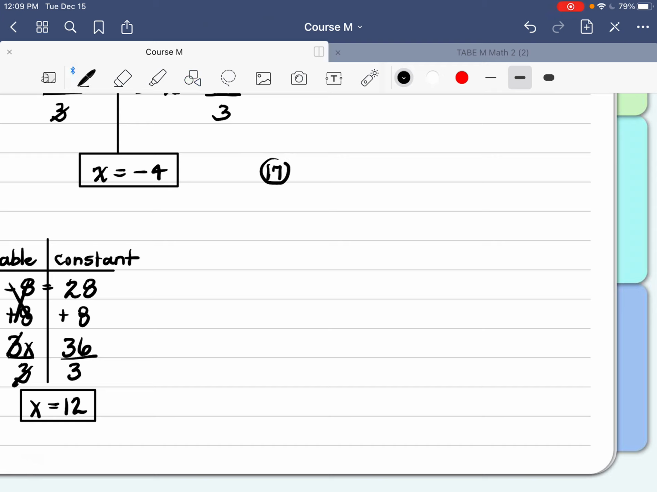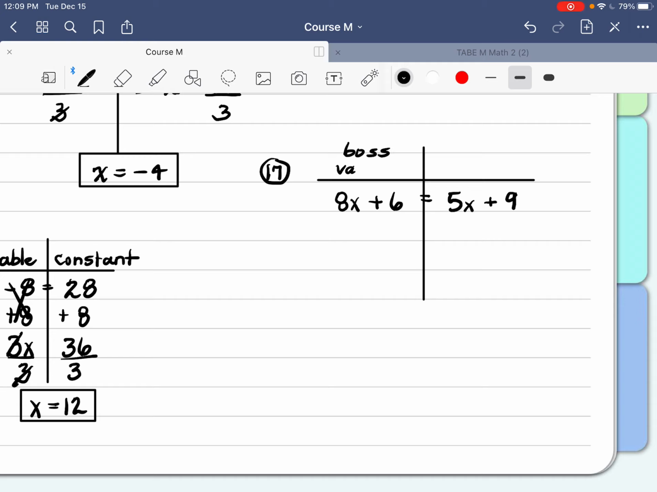And then number 17, I think I can fit it right in here. We have an 8x plus a 6 equals a 5x plus a 9. So we have separated variables. We'll have to decide who's the boss, and it's between the 8 and the 5. I'm going to call this one the boss. So this will be the constant side.